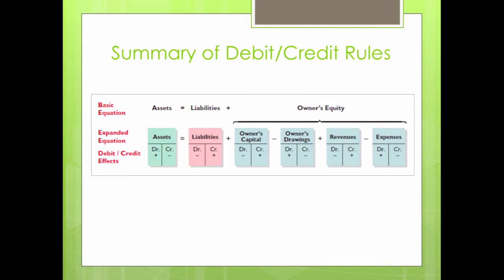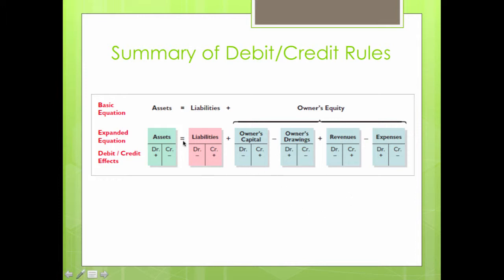Alright, so now the visual for debit and credit rules will be your best friend for this semester. Until you memorize this chart, I suggest that you keep this visual close to you when completing your homework. And before you know it, the information on this chart will become second nature to you. But until then, just follow the rules and you will do just fine with the homework assignments.